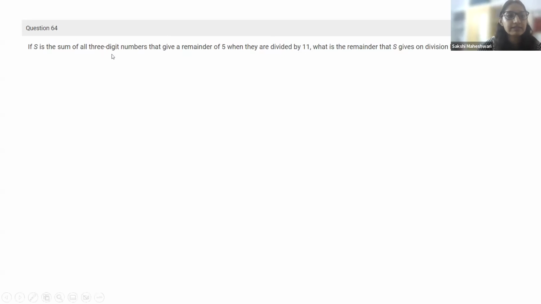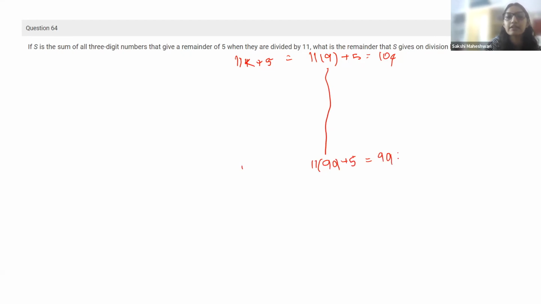Okay. So if S is the sum of all 3-digit numbers that give a remainder of 5 when they are divided by 11, what is the remainder that S gives on division by 7? Okay. So all such 3-digit numbers will be 11k plus 5. So the first number will be after 99, for example 11 into 9 plus 5, that is 104. And the last 3-digit number would be, I think, after 90, 11 into 90 plus 5, that is 990 plus 5, that is 995. Okay. So there are like 90 numbers.